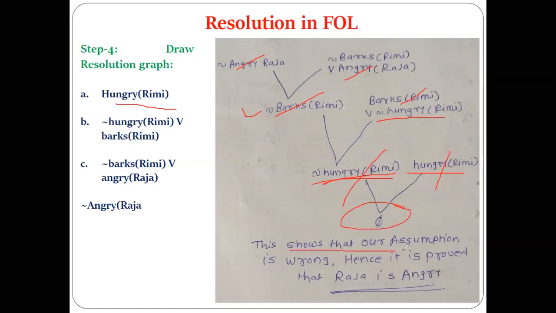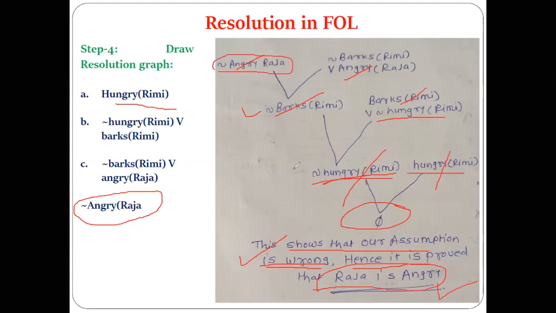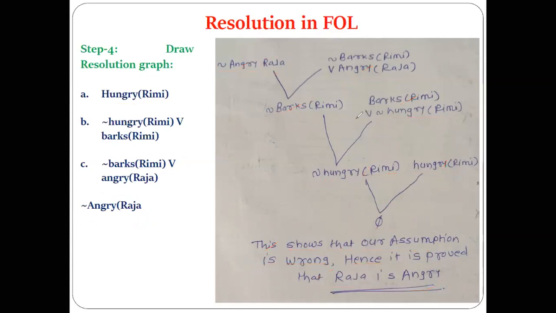Empty. This shows that our assumption is wrong. What was our assumption? Negation of Angry Raja is our assumption. Now that assumption is proved wrong, yes or no? And hence, if the assumption is proved wrong, then from that we can say it is proved that Raja is angry. Correct or not? If this contradiction is not getting proved, it means that this is correct. Means if negation of Angry Raja is not correct, then what is correct? Angry Raja is correct. Yes or no?